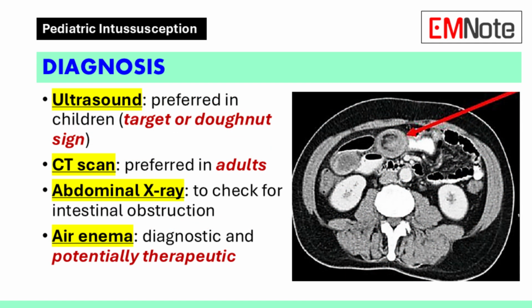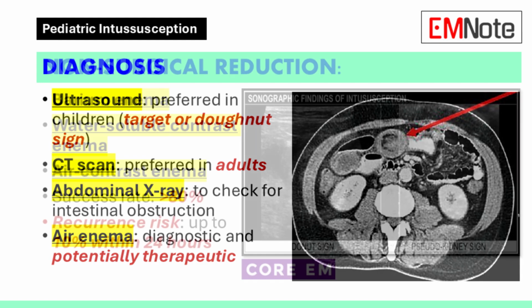For diagnosis, ultrasound is the preferred method in children, revealing a target or donut sign indicative of intussusception. In adults, computed tomography or CT scans take precedence due to their ability to identify underlying causes. Abdominal X-rays assist in confirming intestinal obstruction, while an air enema serves a dual role. It aids diagnosis and, in some cases, provides treatment. These tools form the backbone of our diagnostic strategy.